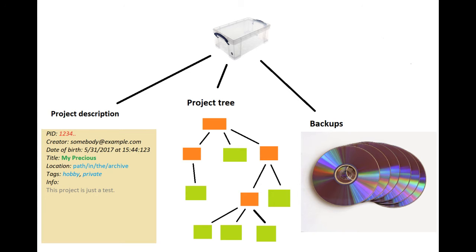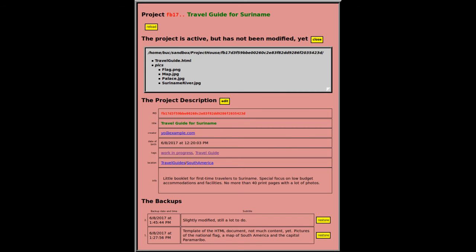Recall that the Caretaker in a project house defines a project as a unit comprising a description, an optional project tree, and 0 or more backups. We can view such a project in the browser. For example, this one is active, so it has a project tree and 2 backups. We can work with this project, but the thing itself needs a project house and Caretaker to exist, because its components are stored in a hidden storage system. But we also want to be able to export such a project and have it available outside the project house. For that purpose, the Caretaker has an export command.